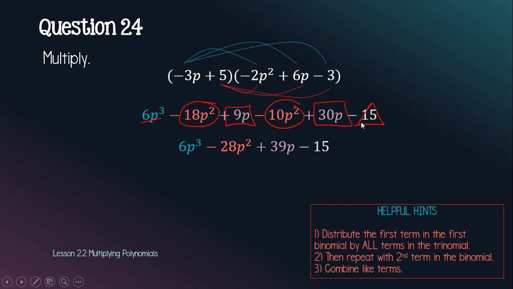So when I do that, it's going to end up looking like this. The 6p cubed stayed the same, but then I added negative 18 minus 10 gave me the negative 28p squared. And when I added my p terms, 9 plus 30 gave me 39. And then I just brought down the negative 15 because there's nothing to combine to. So this is my final simplified answer.